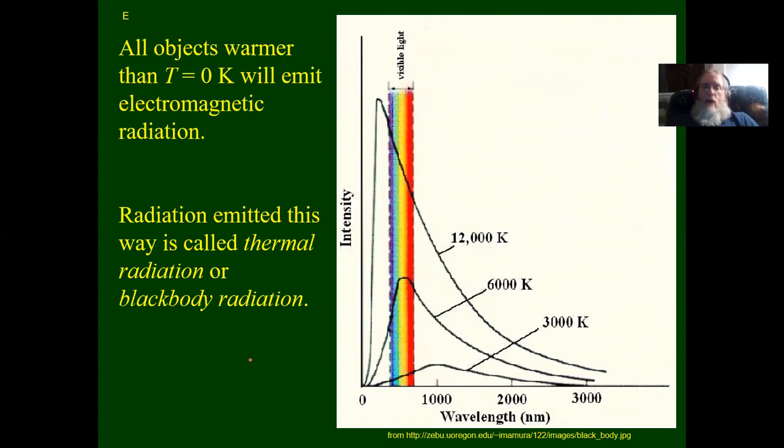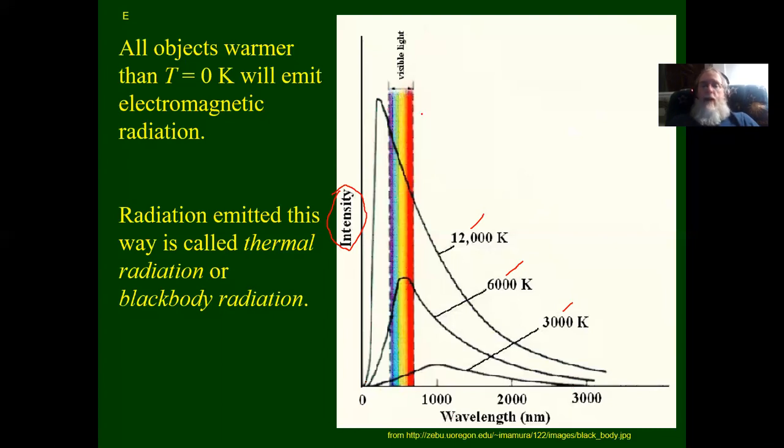So what this plot shows is, for some arbitrary units of intensity, the intensity as a function of wavelength for 3 objects in thermal radiation, one at a temperature of 3,000 Kelvin, so a relatively cool star, one at 6,000 Kelvin, so about the same as the surface temperature of the sun, and one at 12,000 Kelvin, a reasonably hot star, and wavelength here in nanometers.